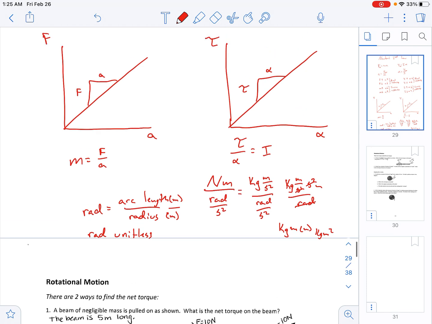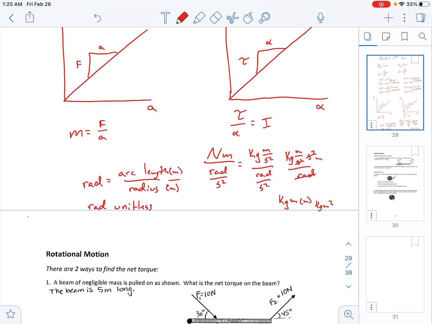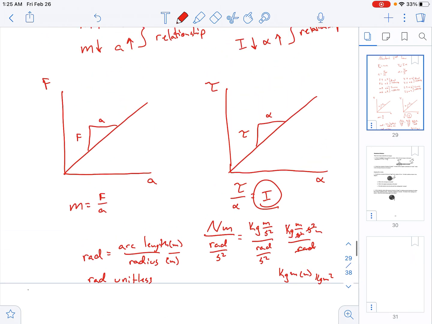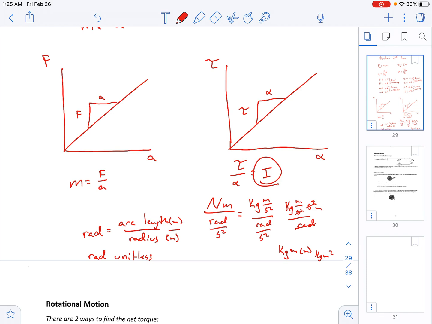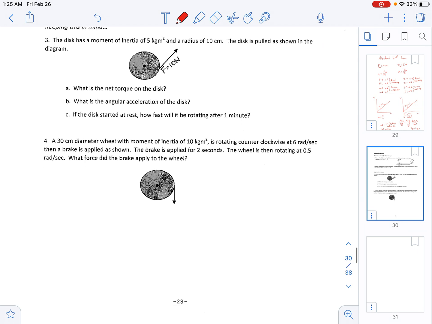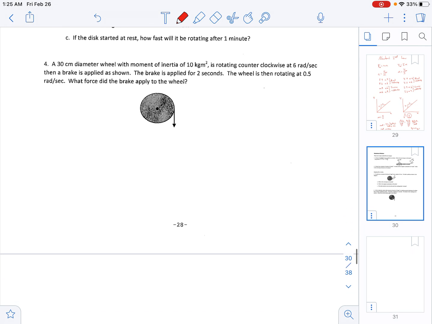Right? So that shows me that by taking the slope of a torque versus alpha graph, I can calculate my I value. Just one more way to be able to calculate, one more relationship between our linear and our rotational counterparts. What I wanted to do was take a second to practice one of these problems.